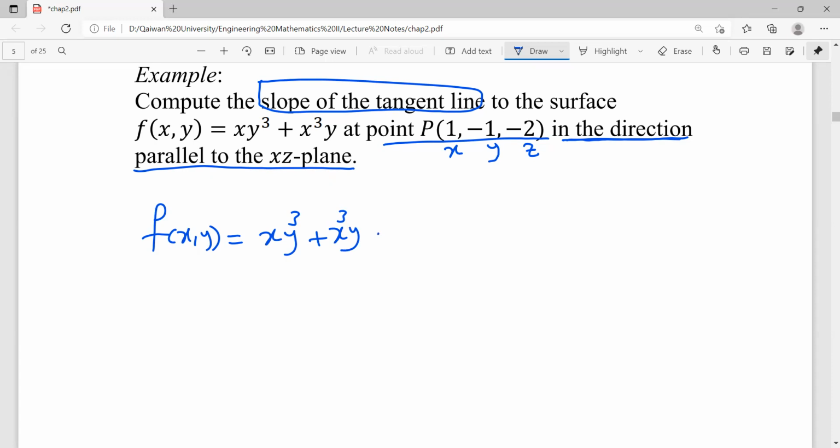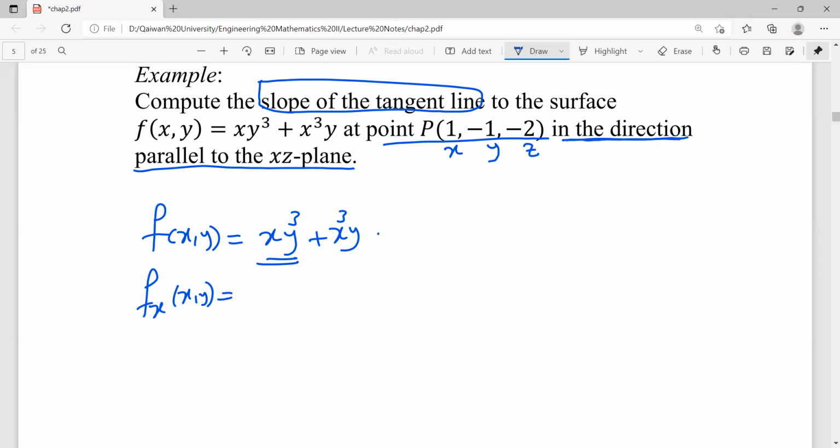How to find the slope of the tangent line? Since it's parallel to the xz plane, that means we should take f sub x. We are going to find f sub x first, then we plug in the point. So f sub x for the function equals what? We are going to take the partial derivative of the function with respect to x. For the first term, what do we get?